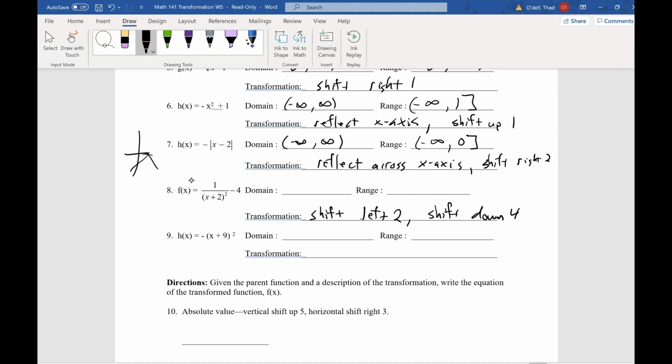So again, you guys know what this looks like, right? I call it the volcano function because it looks like a volcano. But if you move to the left 2 and down 4, it's going to look something like that. So we know the bottom of it is at negative 4.